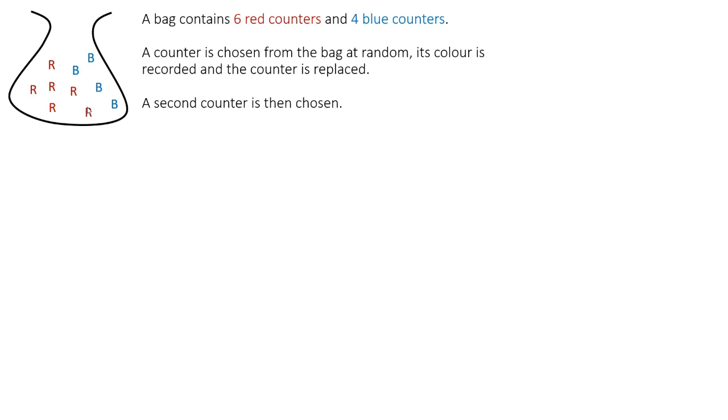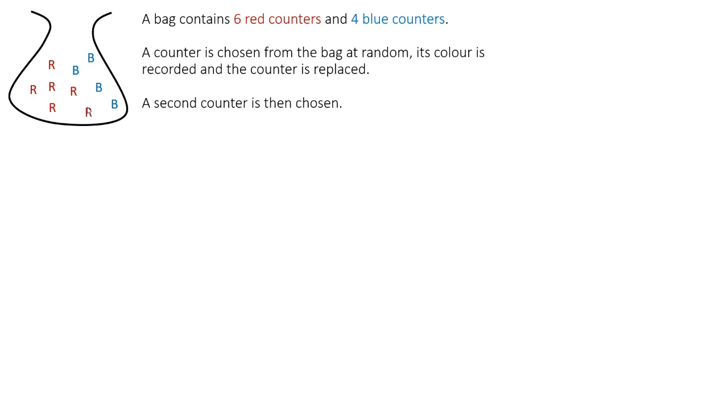A bag contains 6 red counters and 4 blue counters. A counter is chosen from the bag at random. Its colour is recorded and the counter is replaced. A second counter is then chosen. So the idea is we go into the bag, we've got a bag of counters, we pick a counter out of the bag, it's either going to be a red or it's going to be a blue. We look at it, we notice whether it's red or blue, we put it back. We then pick another one out. The second one is either going to be red or blue.